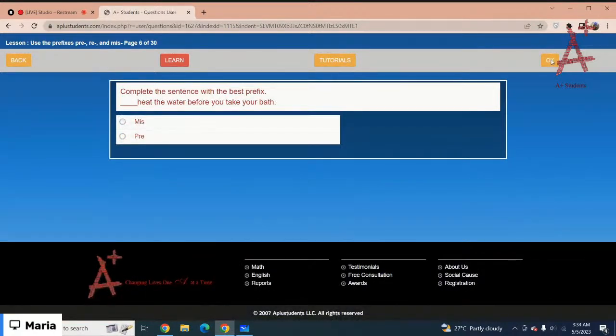Dash heat the water before you take your bath. Miss or pre? It would be preheat. Very good. Not re, re is not here again. It would be preheat.